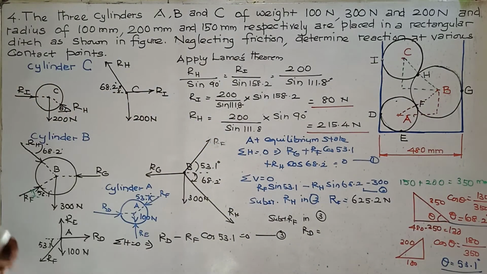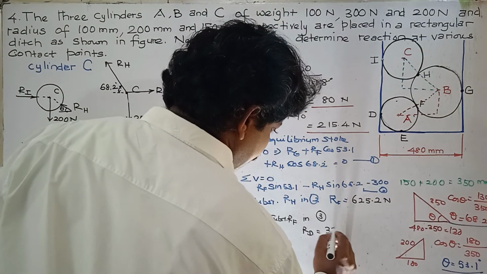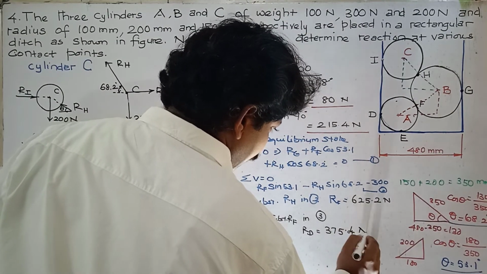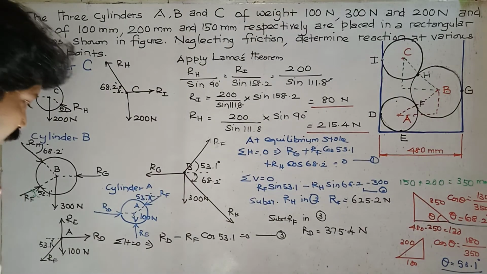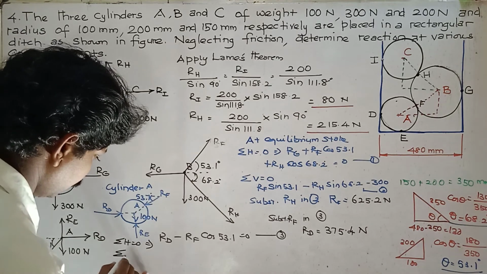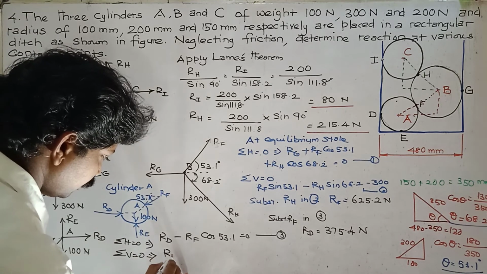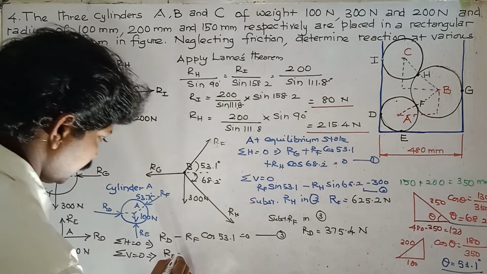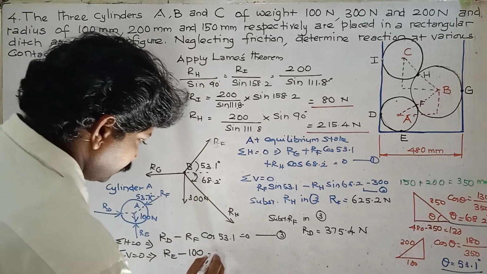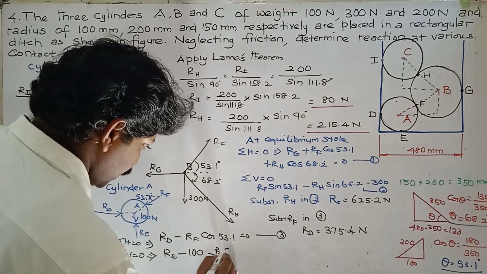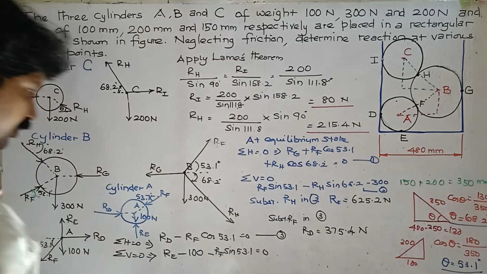RD equal to 375.4 Newton. And the next, sigma V equal to 0: RE positive minus 100 minus RF sin 53.1 equal to 0.